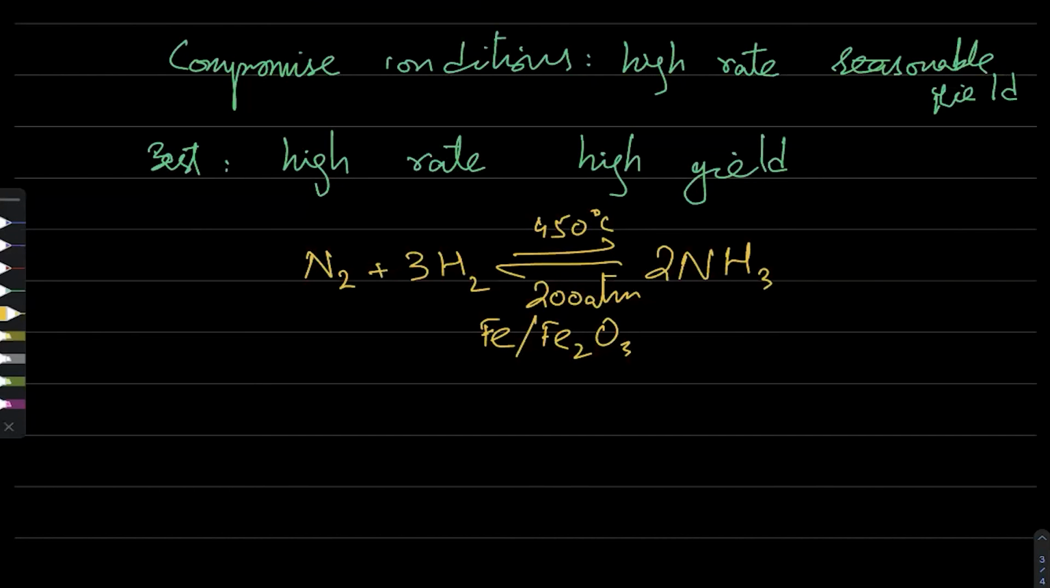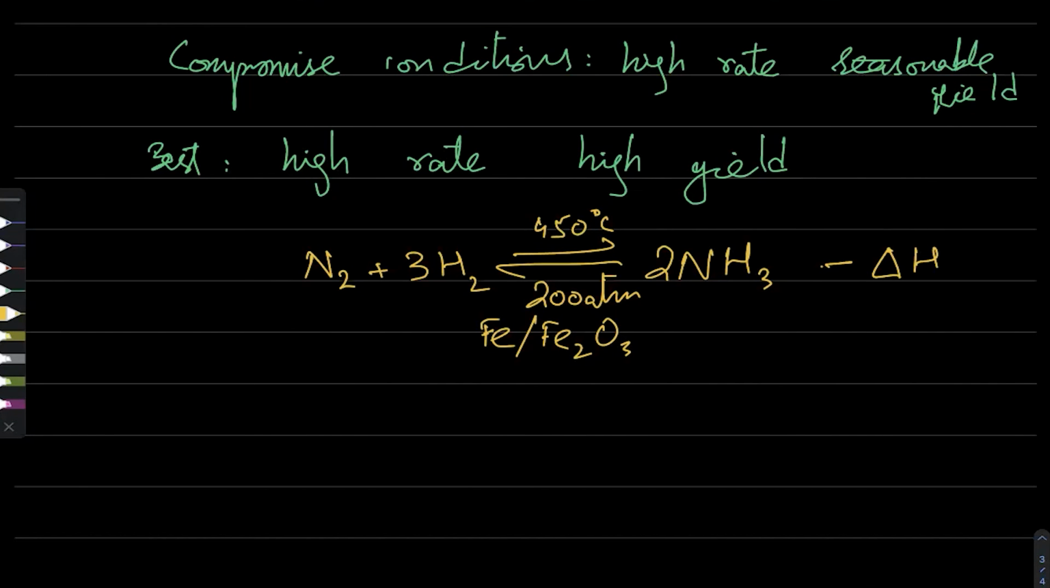But it is an exothermic reaction. So 450 degrees Celsius is not a good idea because it will drive the reaction majorly backward, because it's a high temperature. What about catalyst? Will adding more catalyst affect the yield? No, sir, it won't. Yeah. So these are still compromise conditions.